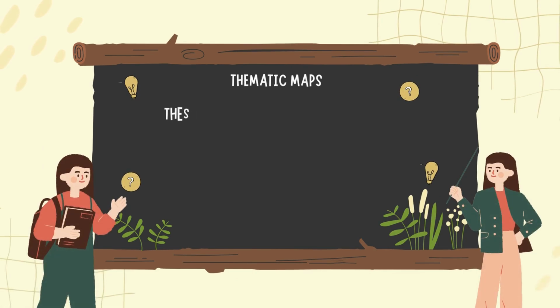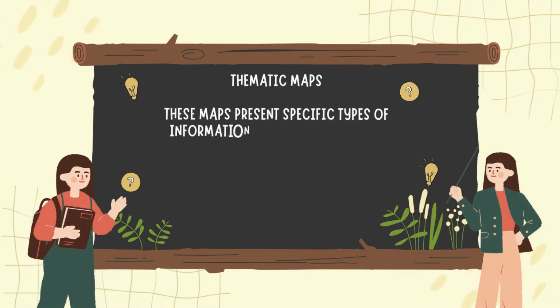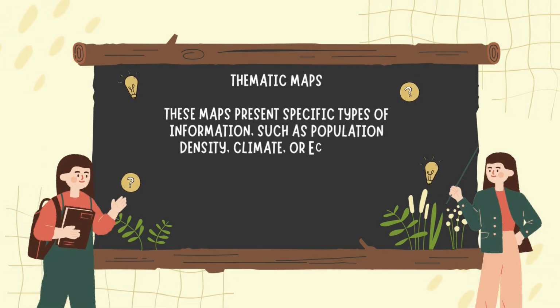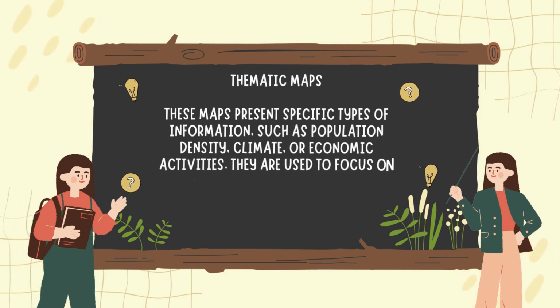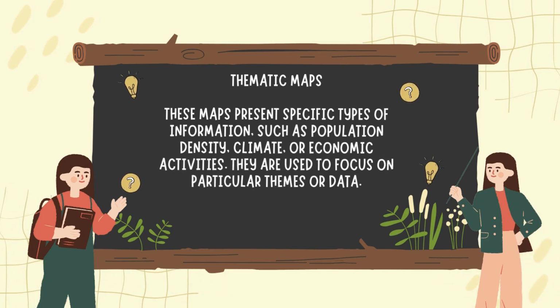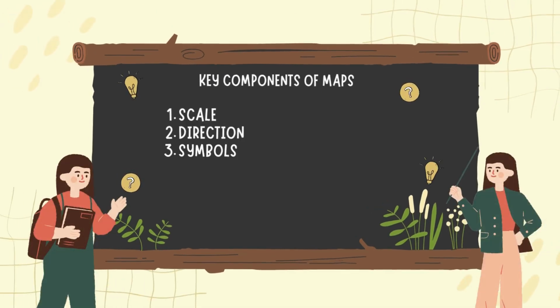Thematic maps. These maps present specific types of information, such as population density, climate, or economic activities. They are used to focus on particular themes or data. Key components of maps: scale, direction, symbols.